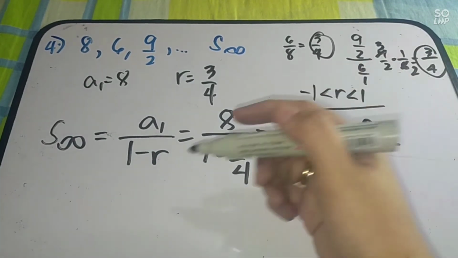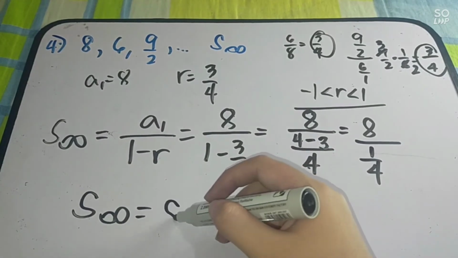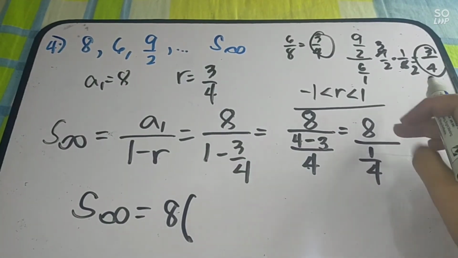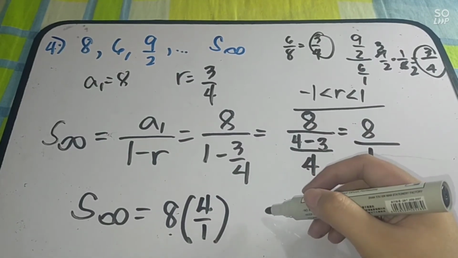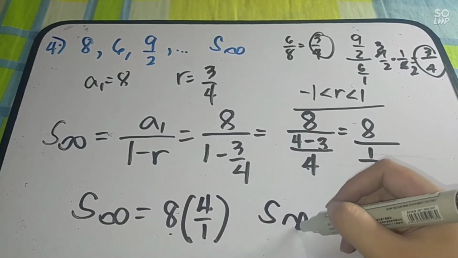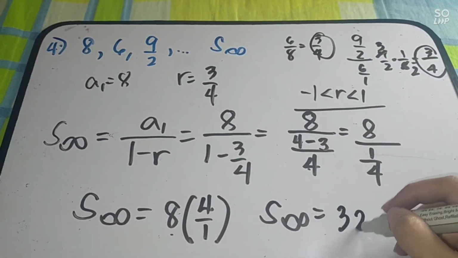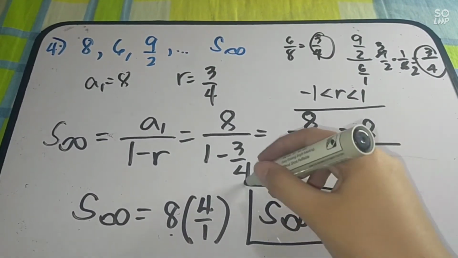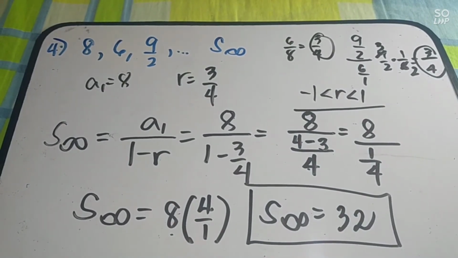Then, find the reciprocal. So, the sum of the infinity of this one is, we have here 8 multiplied by reciprocal, you have here 4 over 1. 8 times 4, the answer is 32. Sum on to infinity of this sequence, geometric sequence, is 32. We're done. That is it. So, let us have the last example.